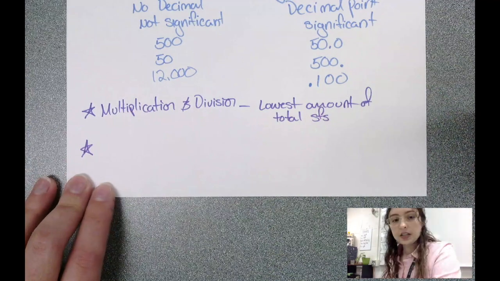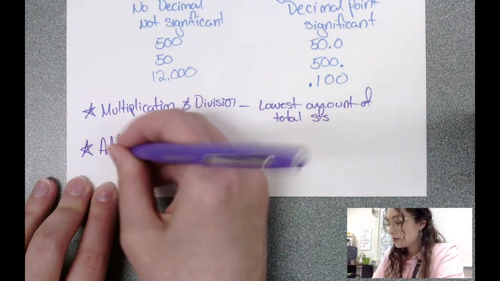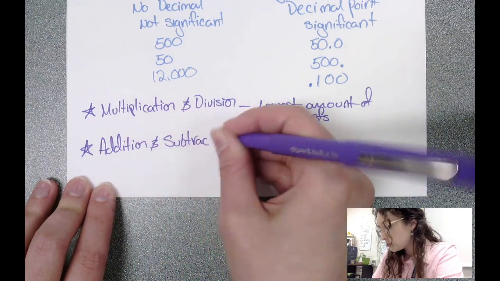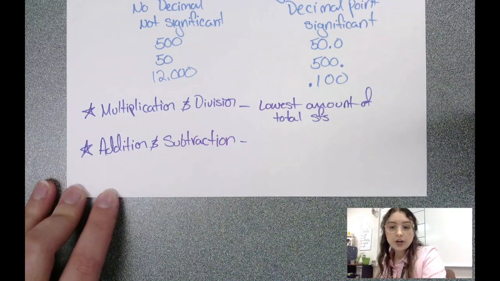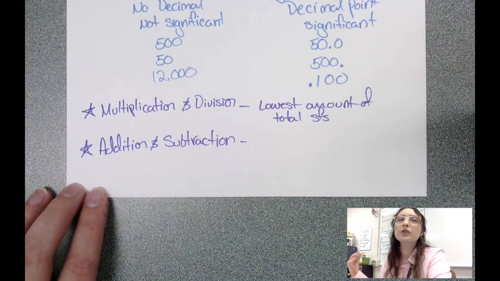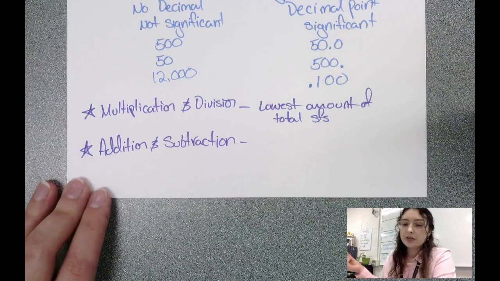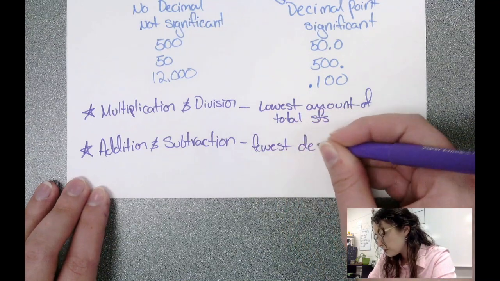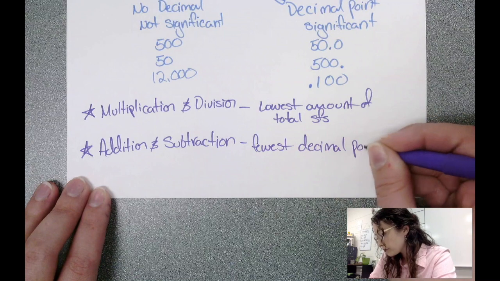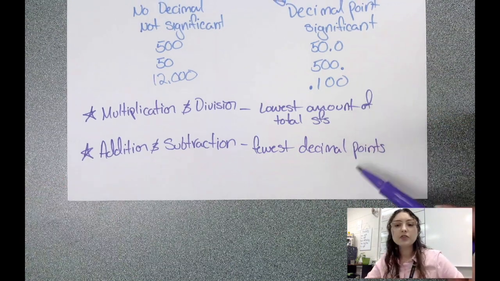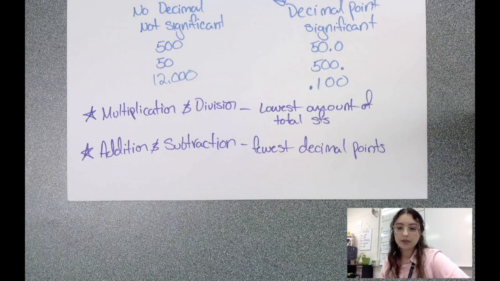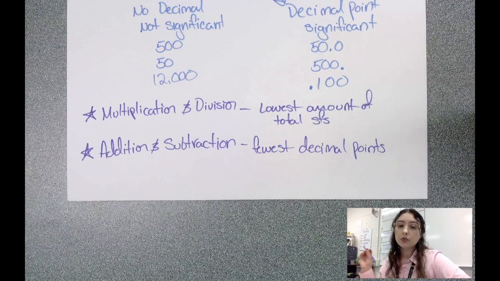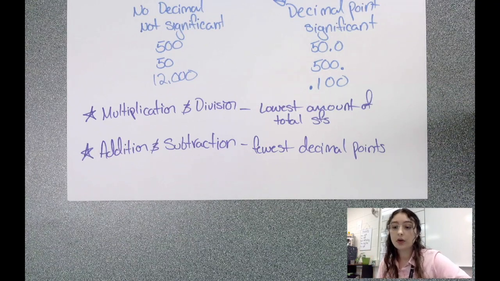If we're dealing with addition or subtraction, on the other hand, you're going to round to the least precise measurement, which typically means your fewest number of decimal points. And really, these two rounding rules are what we really need to know about sig figs, because we need to know that in all the calculations that we do in Chem B, we are appropriately rounding our final answer to the correct number of significant figures.